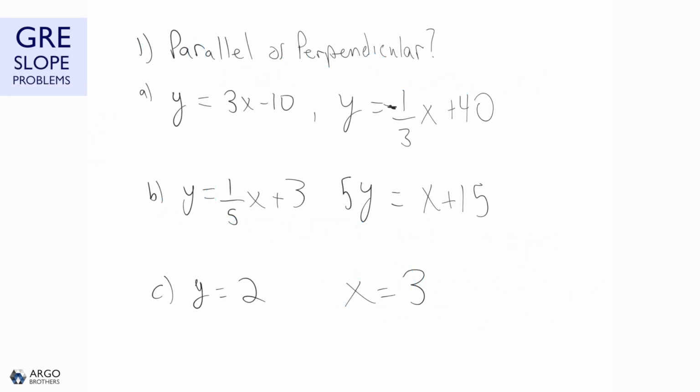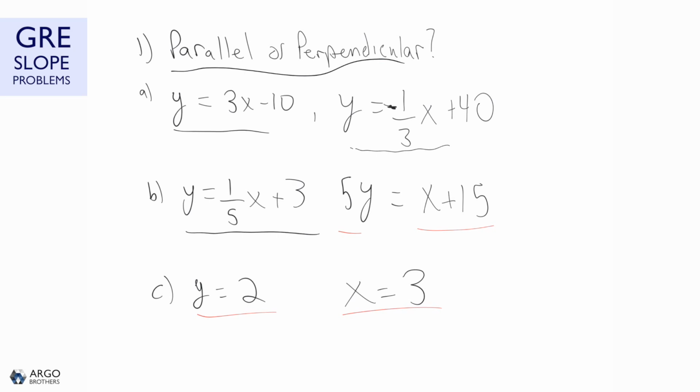All right, let's go over the problems for the slope topic. Okay, so you need to figure out whether these two lines for A, B, and C are parallel or perpendicular. Okay, so the A is y equals 3x minus 10 and y equals -1 over 3x plus 40. Are they parallel or perpendicular? The next, for B, y equals 1 over 5x plus 3 and 5y equals x plus 15. C, y equals 2 and x equals 3. So why don't you pause, take a few minutes, and do these problems.